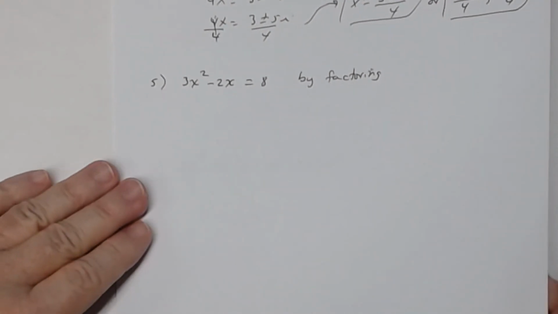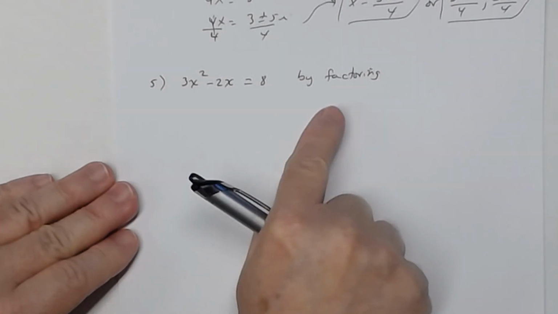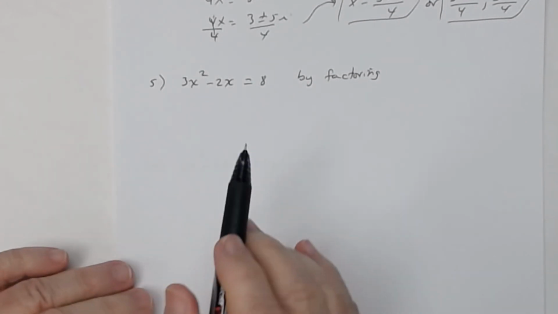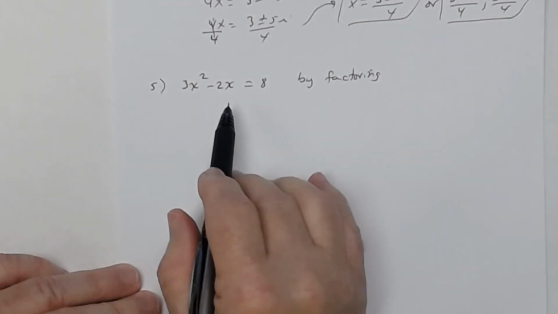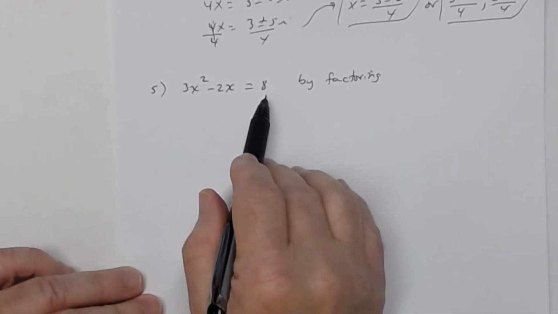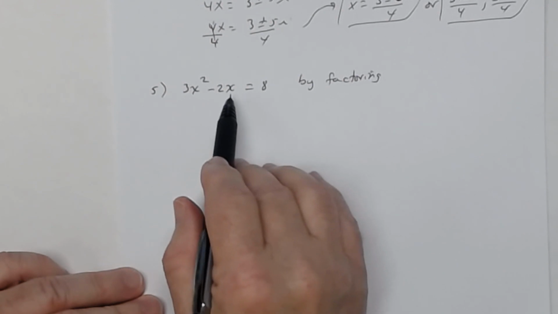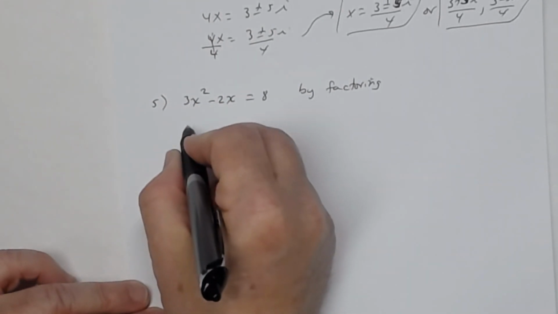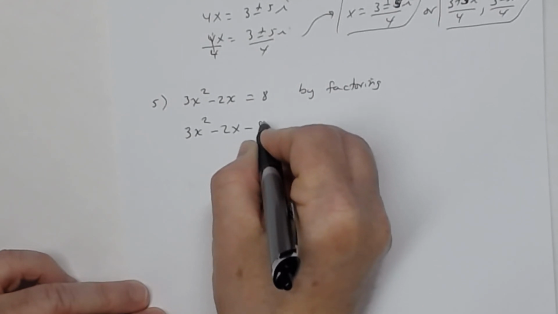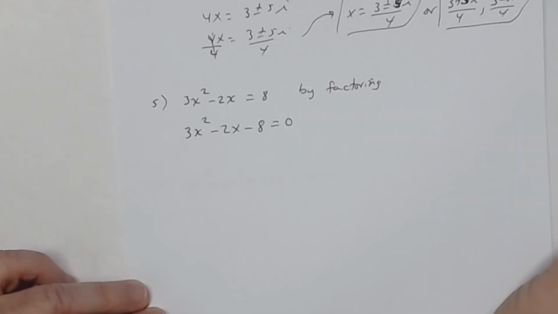Number 5, we have this quadratic equation, except this time you want to solve this by factoring. And so if I'm going to solve a quadratic equation by factoring, I need to put this in standard form. So meaning that I want 0 on the other side. So we're going to bring the 8 over, and we're going to put it in descending order. When I do that, I'm going to get 3x squared minus 2x minus 8 equals 0.